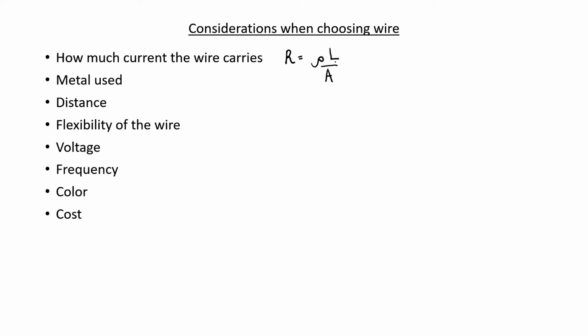Finally, the cost matters, and you might be familiar with the fact that overhead wires in a power distribution center are typically made out of aluminum rather than copper, and the reason for that is aluminum is cheaper than copper.